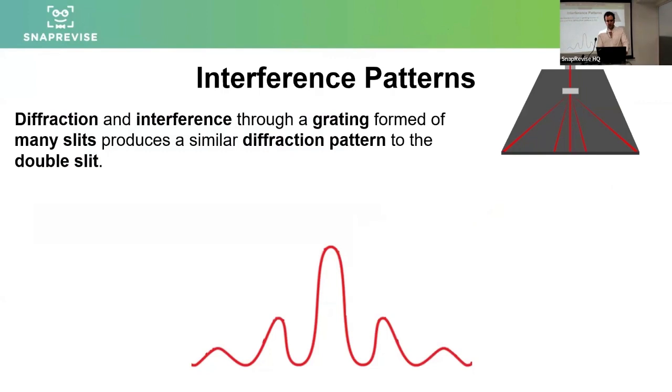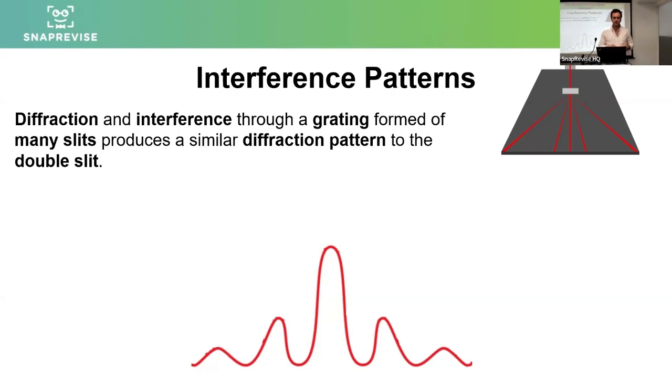Okay, interference patterns. Diffraction and interference through a grating formed of many slits. Sorry, I'm just checking the time that we're supposed to finish this. Okay, we've got 25 minutes. We should be fine. If anything, we can actually afford perhaps to slow down a bit. Maybe. Let's see how we go.